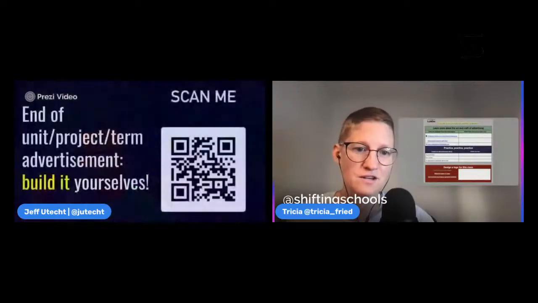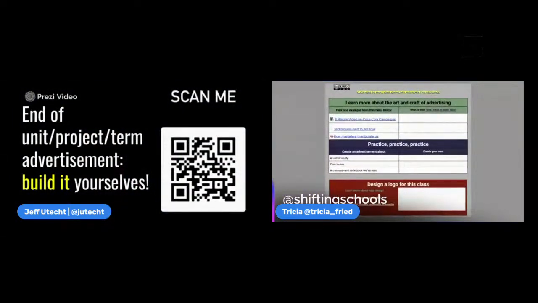And again, in terms of it being a routine, creating the advertisement might happen at the end of a unit, right? Maybe it's part of that end-of-unit, end-of-project reflection, or it's at the end of the term where students are going to be building it themselves. So inside our free guide, we have resources and examples of what they might actually build to get students thinking about how you might integrate this.